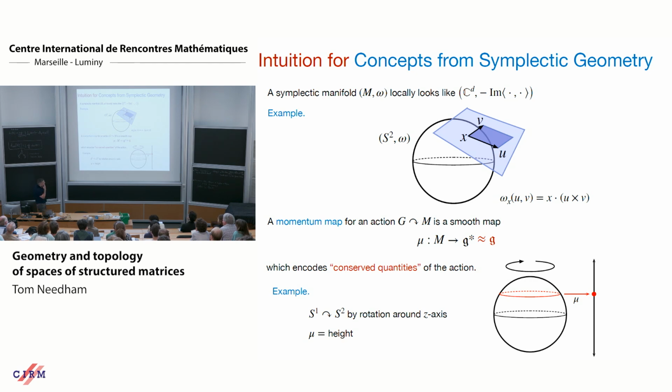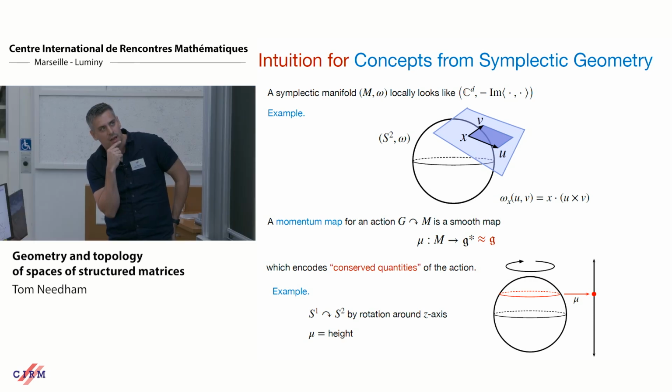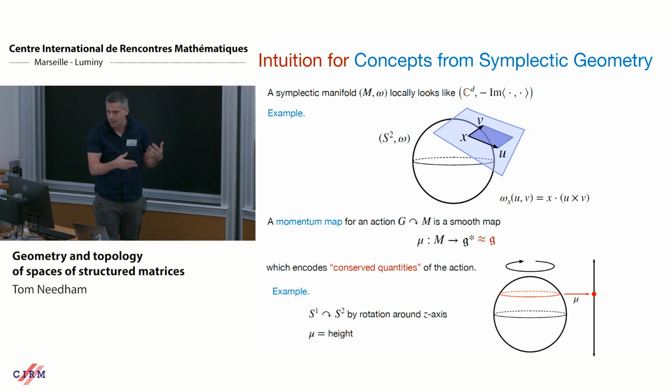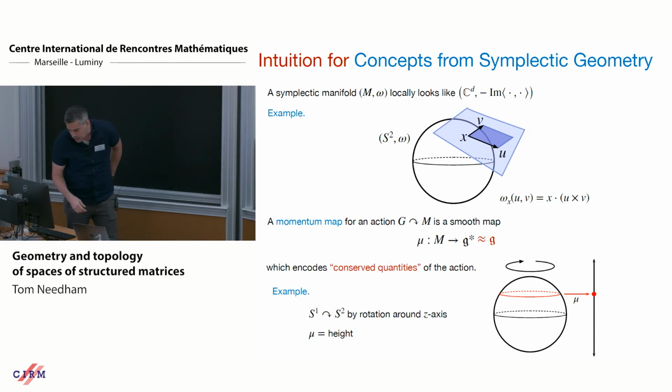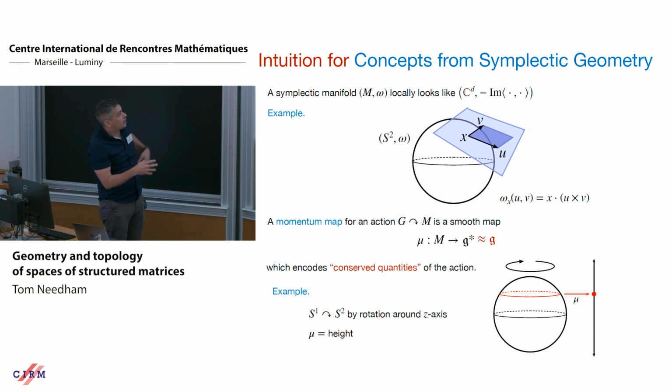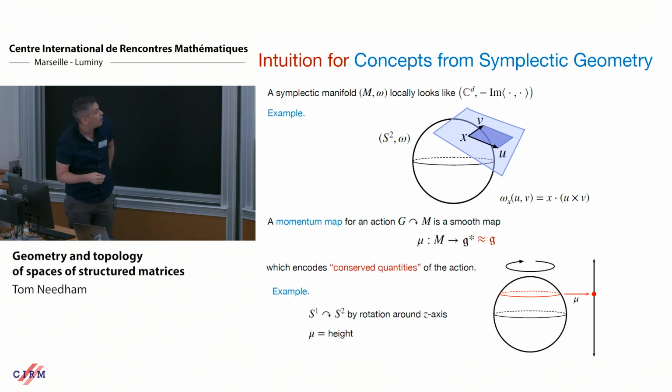And in red, I say isomorphic to G. I'm abusing notation, always thinking of G star as being the same as G through some choice of inner product. As an example, if I take my two-sphere symplectic manifold, I can rotate it around the z-axis. That's an S1 action. That has a momentum map, and it's given by height along the z-axis, where I'm, once again, abusing notation and thinking of the dual of the Lie algebra of S1 as the z-axis.